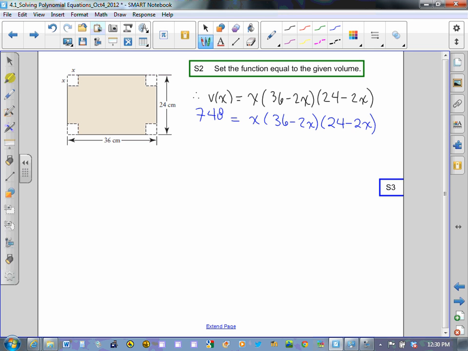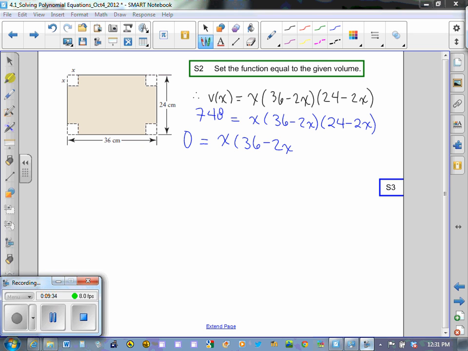Now our task is to try to isolate the 748 to one side, and by doing so we'll produce a 0. And we'll multiply that by 24 minus 2x. So in isolating the 748, it gets subtracted from the right-hand side.